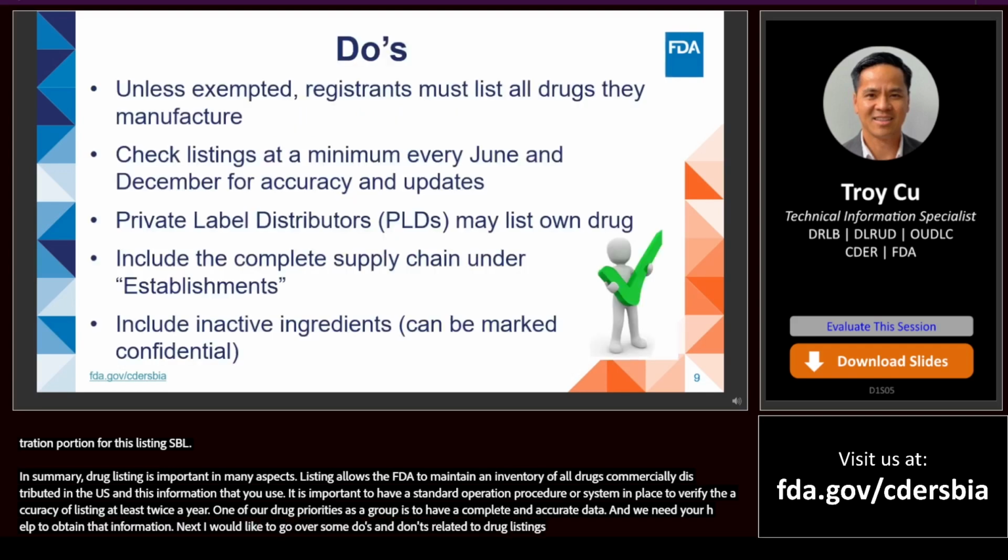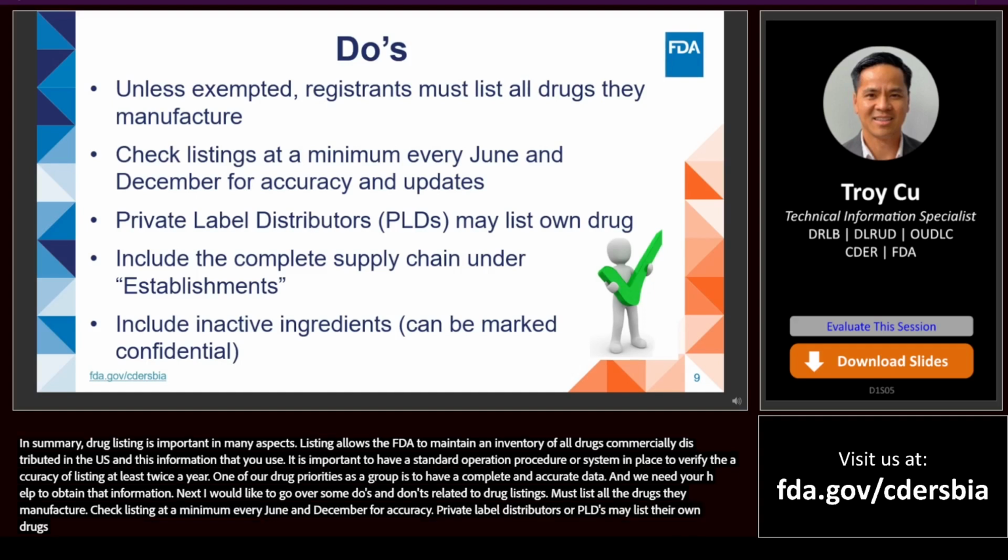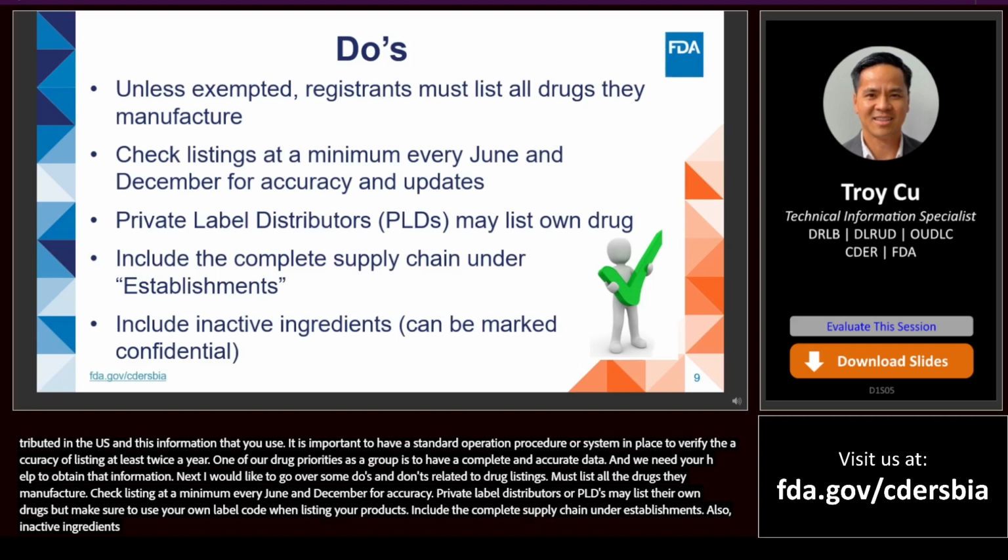Registrants must list all the drugs they manufacture. Pre-check listings at a minimum every June and December for accuracy. Private label distributors, or PLDs, may list their own drugs, but make sure to use your own label code when listing your products. Include the complete supply chain under establishments. Also, inactive ingredients are now required in the drug listing.